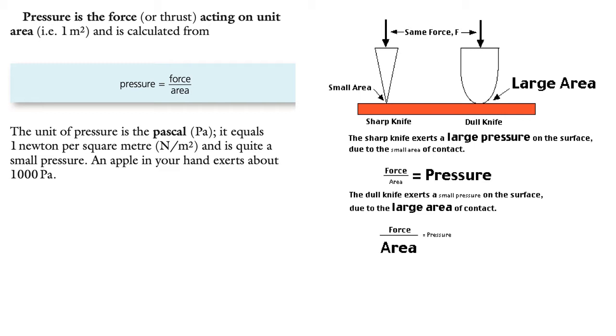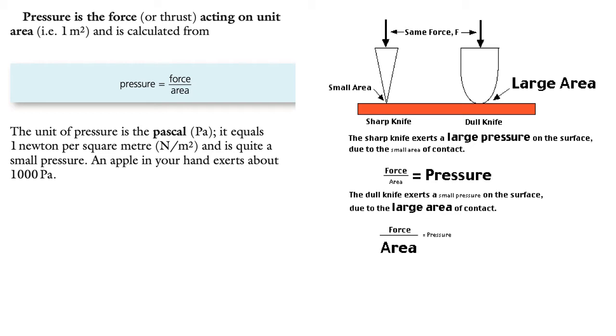So the dull knife will be harder to penetrate your skin, or to cause damage, because it exerts a small pressure on the surface, because the large area of contact is there. The same force exerted over a larger area gives you a smaller pressure. For example, if you were in some mud and you don't want to sink, you would distribute your weight, which would be your force, over a larger area. If you stood on a flat piece of board, your weight would be distributed over a larger area, so you more than likely would not sink in the mud.